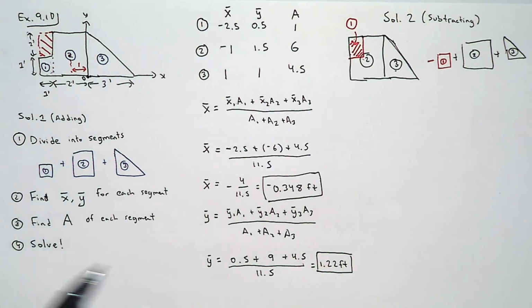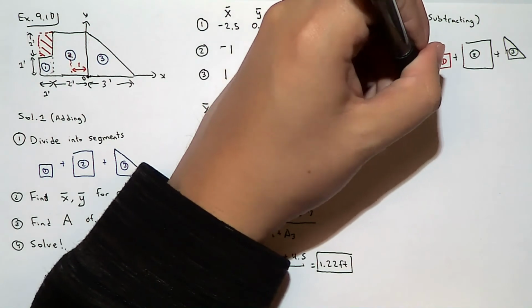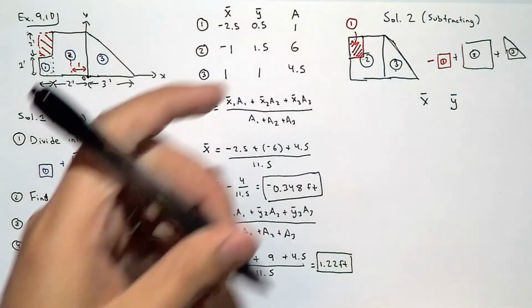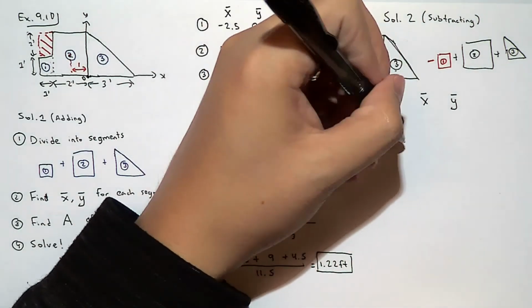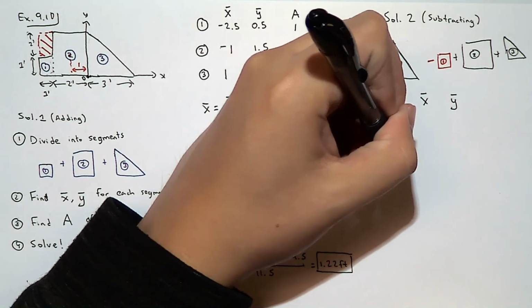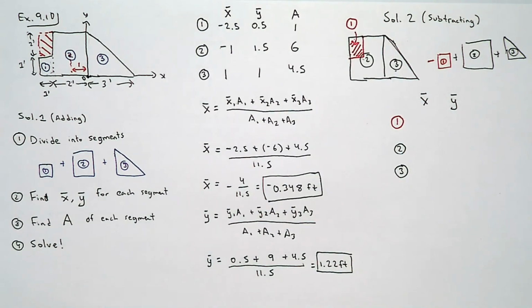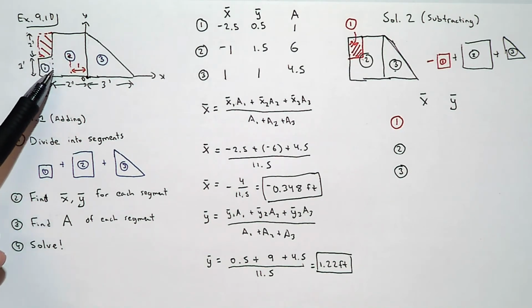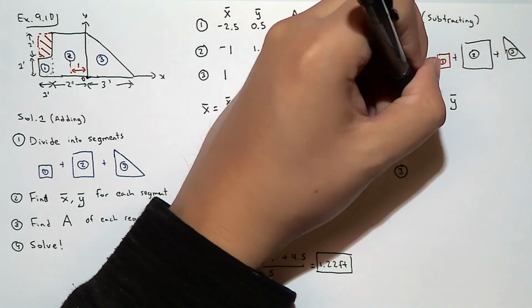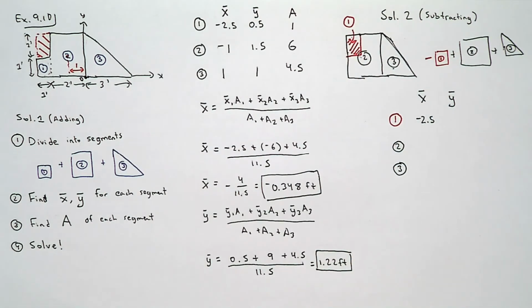Our first step is to divide into segments, which we already did, 1, 2, and 3. Then we want to find the centroid for each segment. So I'm going to say x bar and y bar for each of my segments. So I have my segment number 1. My segment number 2 is the entire rectangle. And then my segment number 3 is the triangle. So where is the centroid of this red portion? Negative 2.5, that's correct. Where's the y coordinate of the centroid of this portion?